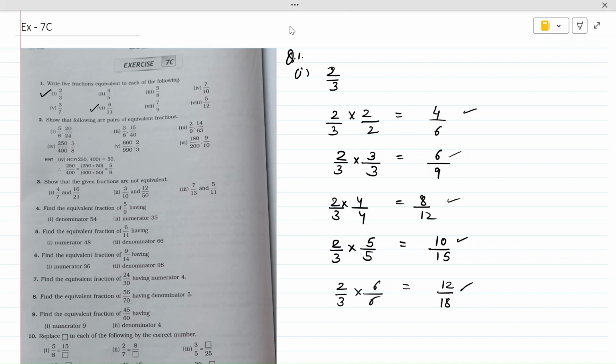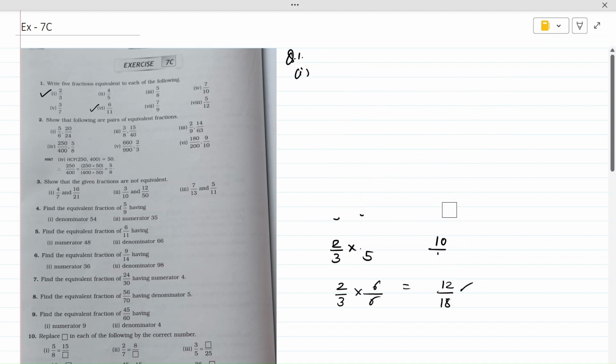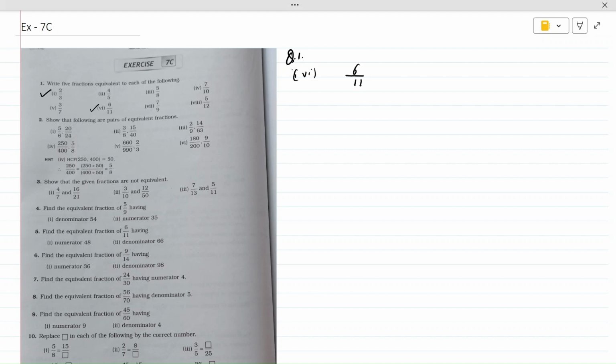Let me just rub this very fast. And the same thing we are going to apply. We are going to multiply the numerator and denominator with the same number, so that we get the equivalent fractions here. We have question number 6, which is 6 by 11. So first multiply 6 by 11 with 2. We will get 6 into 2 is 12 by 22. 6 by 11 into 3, we will have 18 by 33.